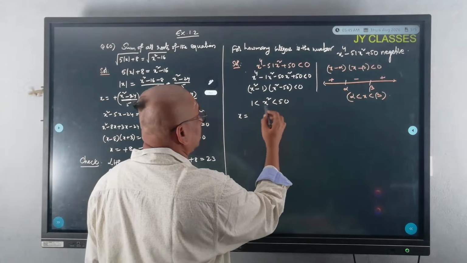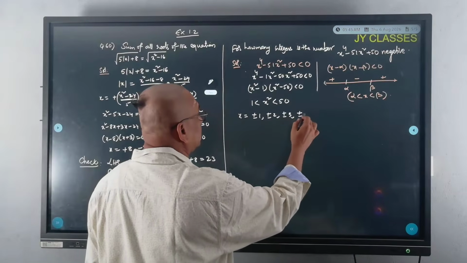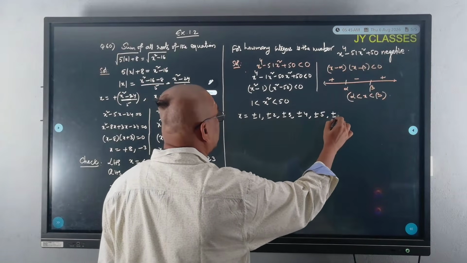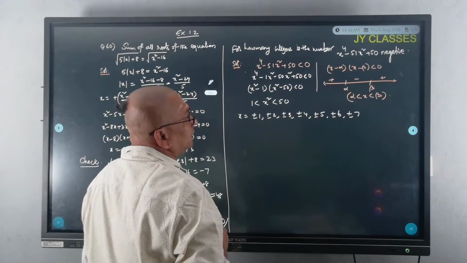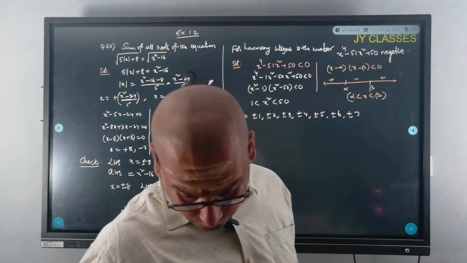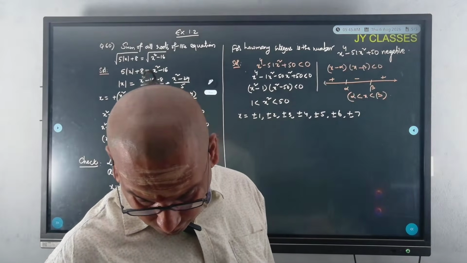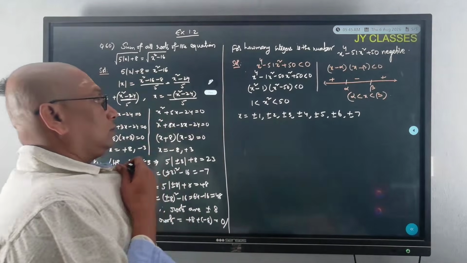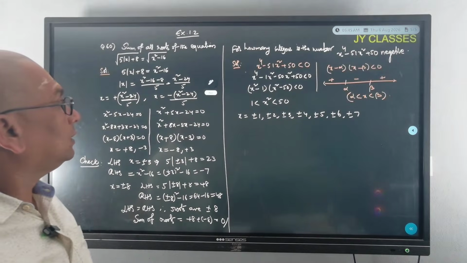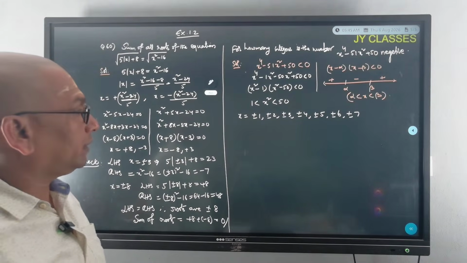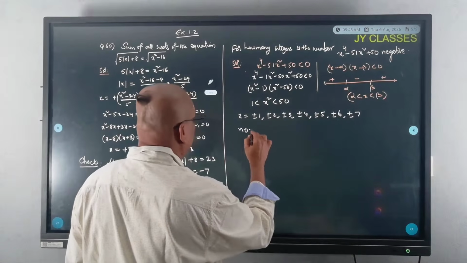So perfect squares between 1 to 50. Plus or minus 1, plus or minus 2, plus or minus 3, plus or minus 4, plus or minus 5, plus or minus 6, plus or minus 7. How many integers? This is negative. Total how many integers for x, the number of integral solutions.